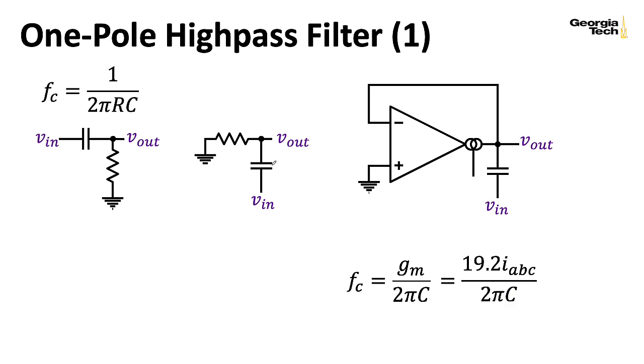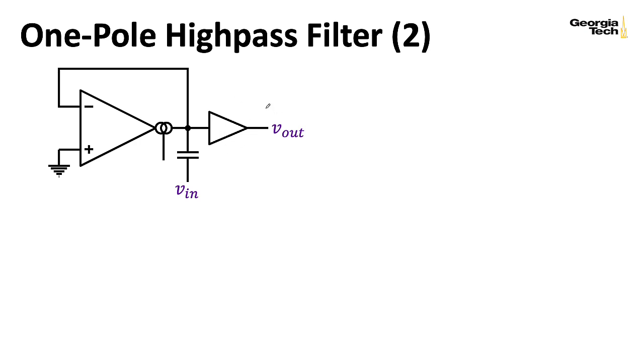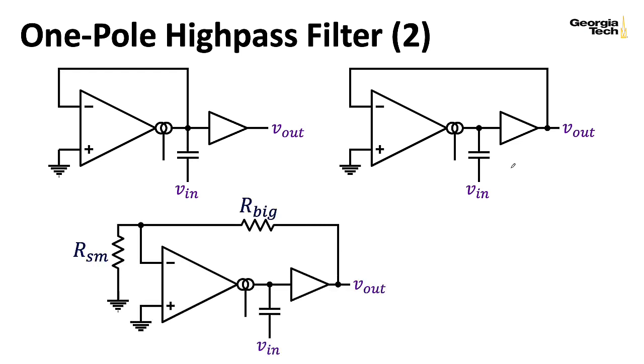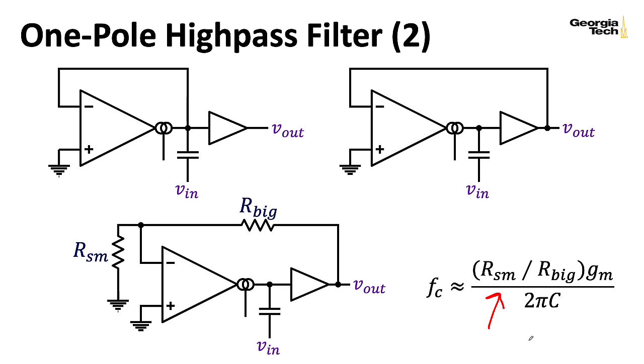Now, as with the low-pass filter, we could put a buffer here to help separate what's happening at this node with whatever might otherwise load the circuit down, and we can also take the output that's fed back to the OTA from the output of the buffer instead of directly from the output of the OTA. And to deal with the fact that OTAs are only linear over a limited input range, we could put our usual R small, R big divide down ladder here and make the same approximations we have before to get this nice formula for the cutoff.